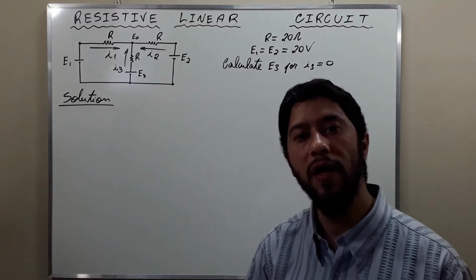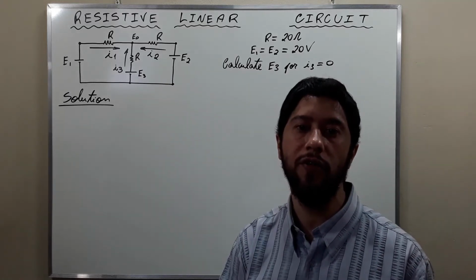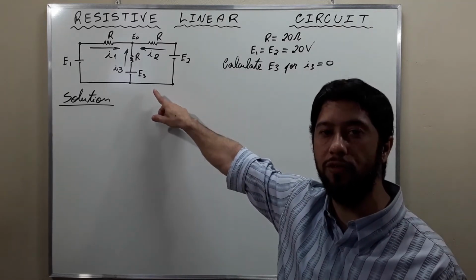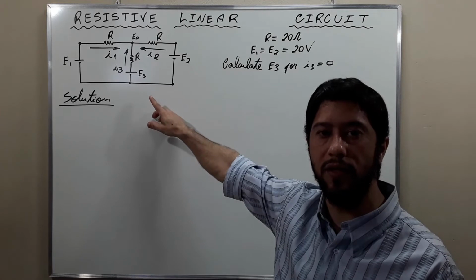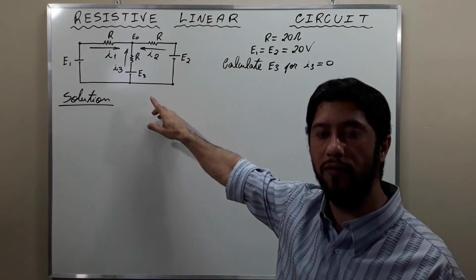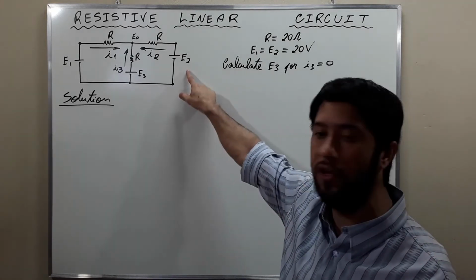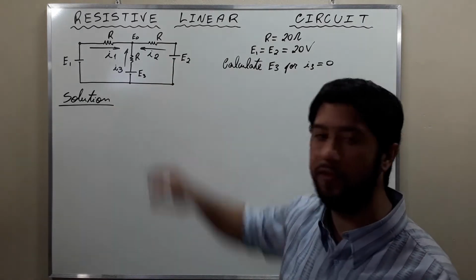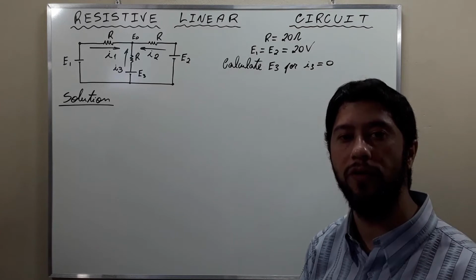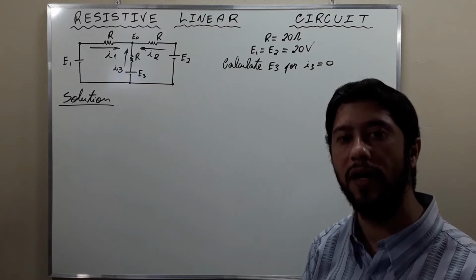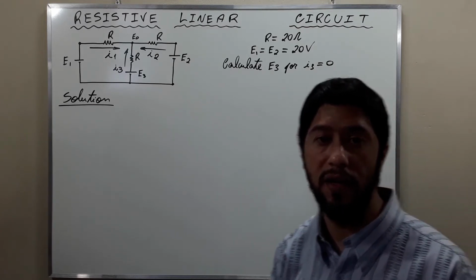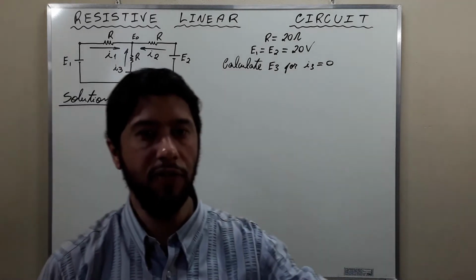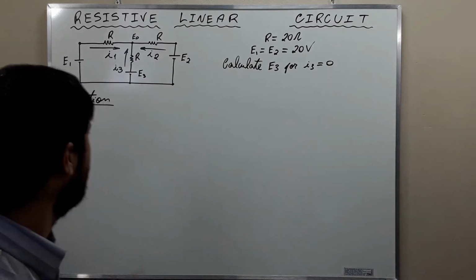Hello folks! In this video we are going to solve a resistive linear circuit, and the idea here is to find the value of E3 that makes the current along the central branch equal to 0, and for this we are going to consider that E2 and E1 are equal to 20 volts and the resistances in the circuit equal to 20 ohms. This is the data that the exercise gave us, and it is enough to calculate what the exercise wants us to calculate. Let's do it. Let's go to the solution.